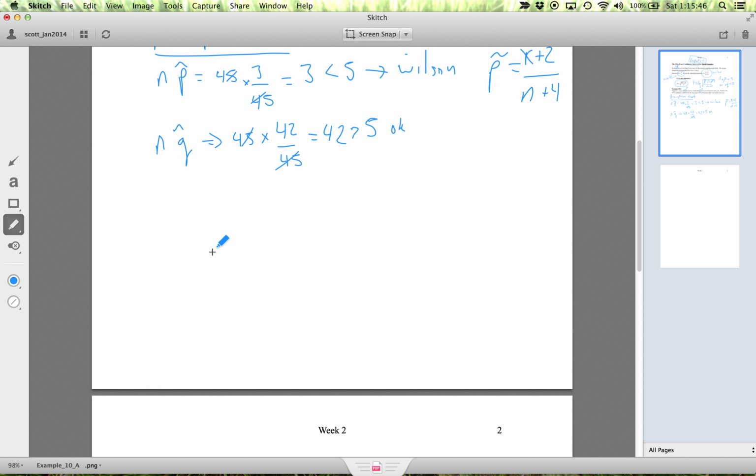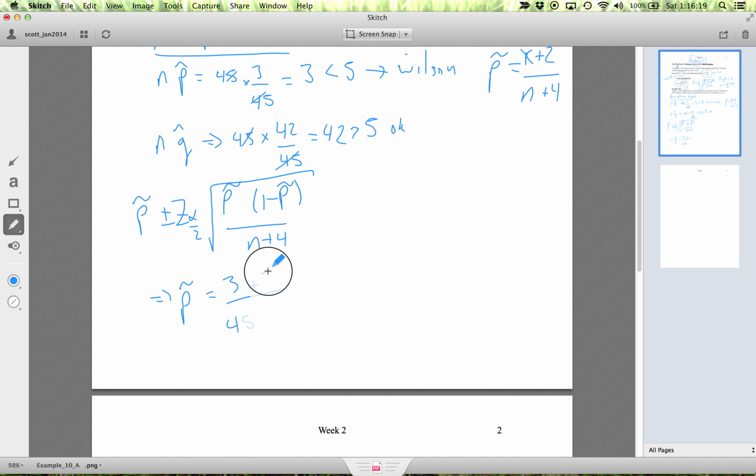Remember our formula for the confidence interval then will be p tilde plus or minus our test statistic, multiplied by the square root of p tilde times 1 minus p tilde over n plus 4. This is easy enough to do. First, you might want to calculate p tilde. It will just be the number of successes divided by the number of trials, but on the top we're going to add 2, on the bottom we're going to add 4. This gets us 5 out of 49 for our p tilde.